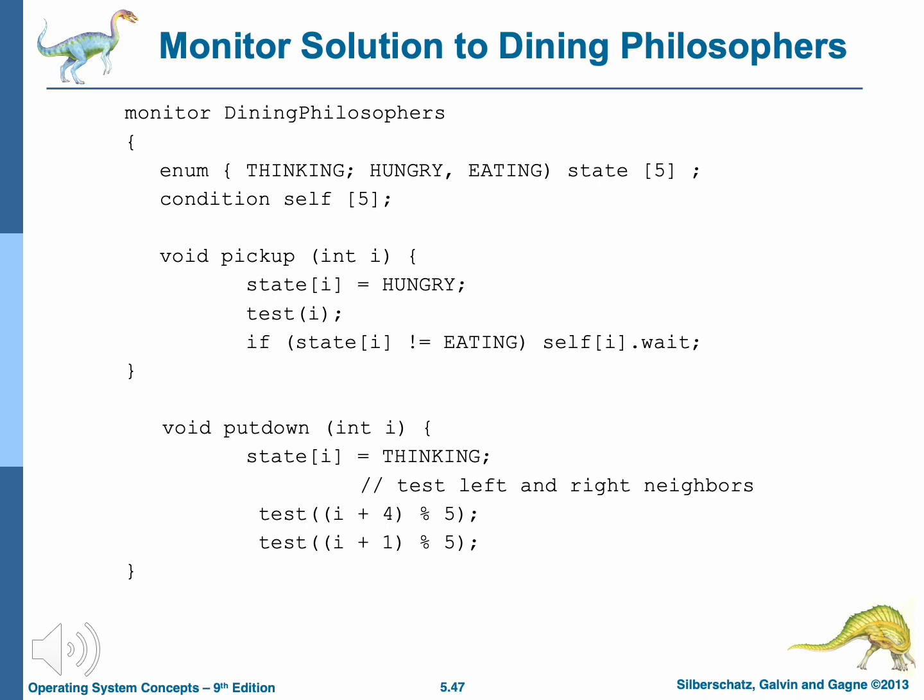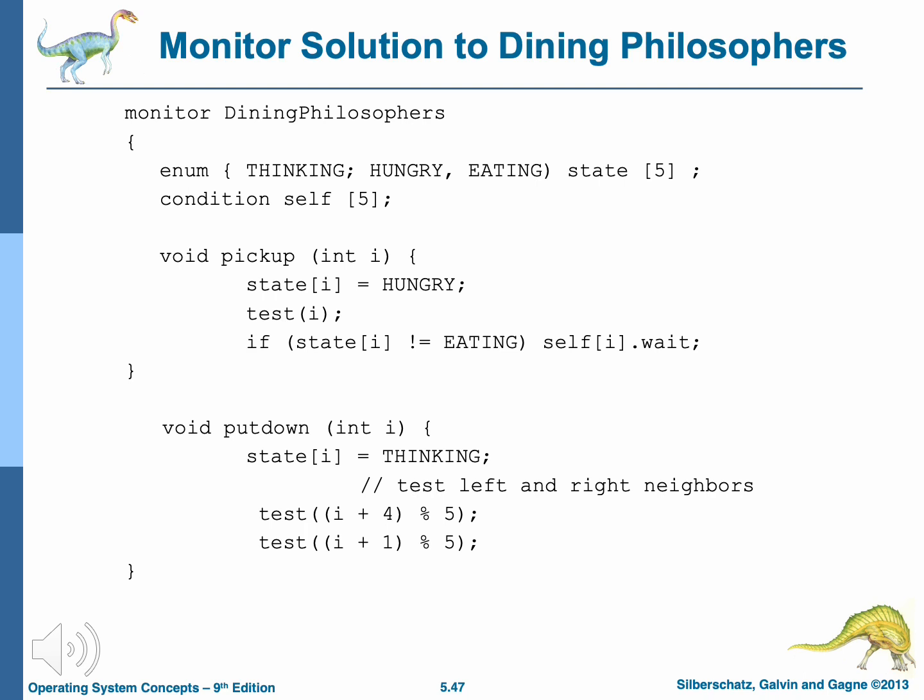enum {thinking, hungry, eating} state[5]. Philosopher i can set the variable state[i] equal to eating only if her two neighbors are not eating. That is, state[(i+4) mod 5] is not equal to eating and state[(i+1) mod 5] is not equal to eating. We also declare another variable, condition self[5]. This allows philosopher i to delay herself when she is hungry but is unable to obtain the chopsticks she needs.